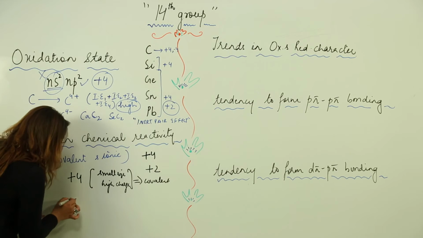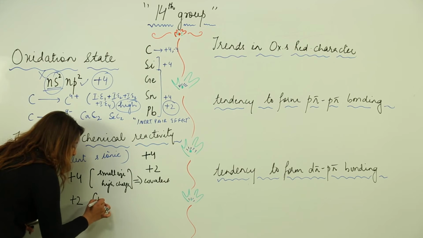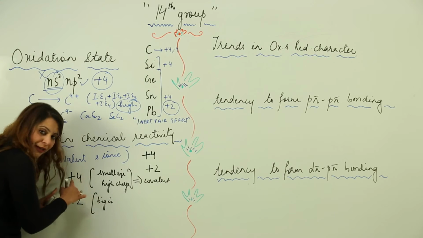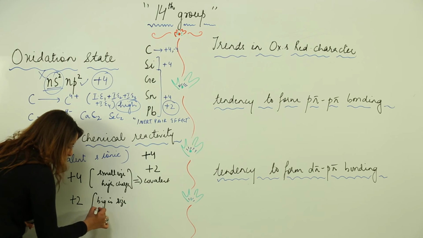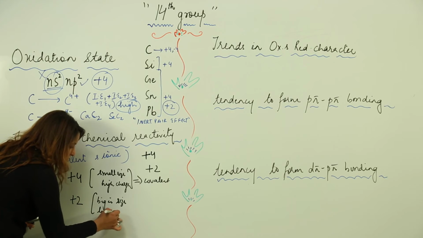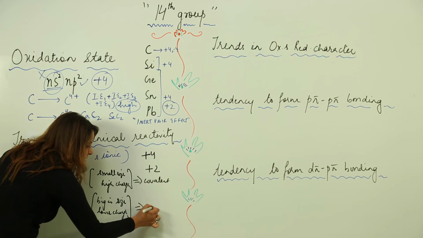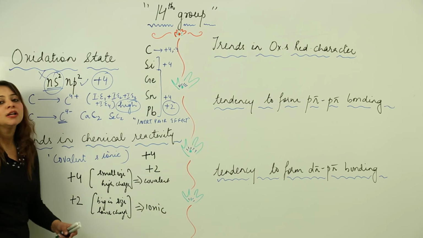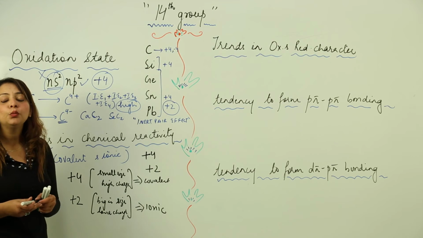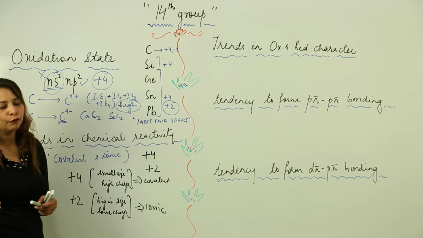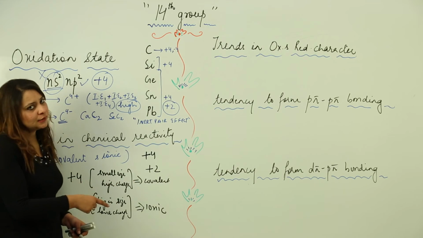But when they are using the +2 oxidation state, they are comparatively big in size, if we compare with +4, and their charge is comparatively lower. So therefore, which type of bonding is favorable here? The ionic. So that means they form covalent also, they form ionic also, but that totally depends on which oxidation state they are making use of. If it is +4, then it is covalent. If it is +2, then it is ionic.